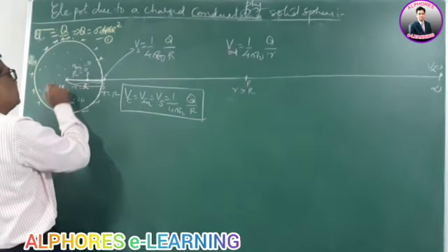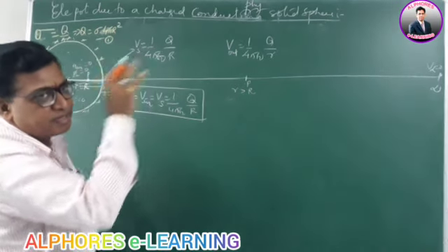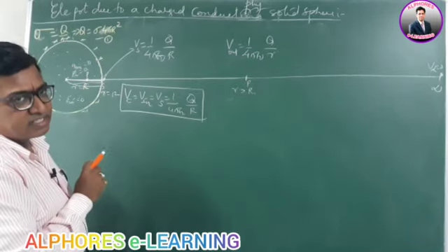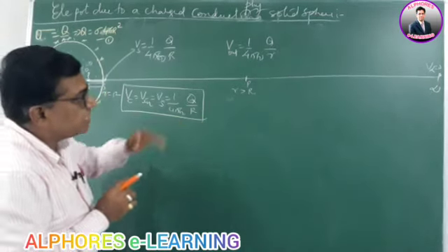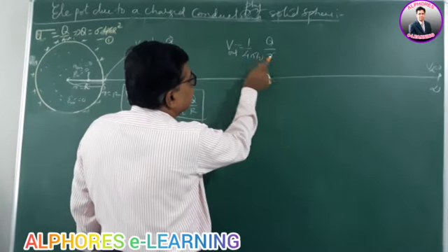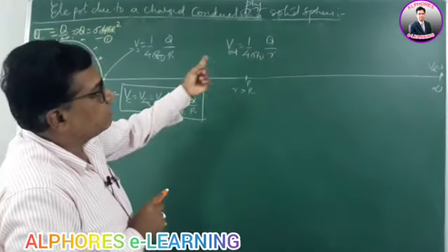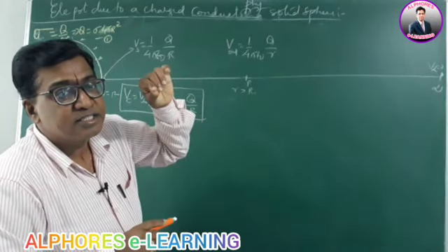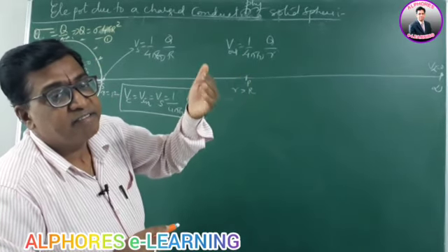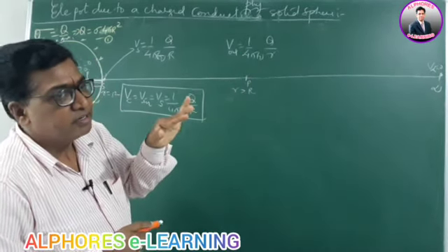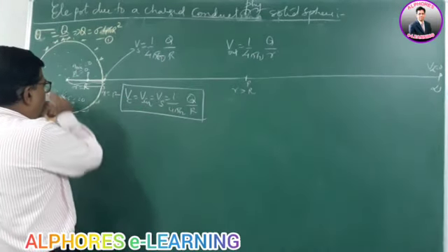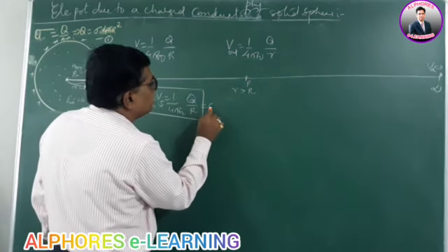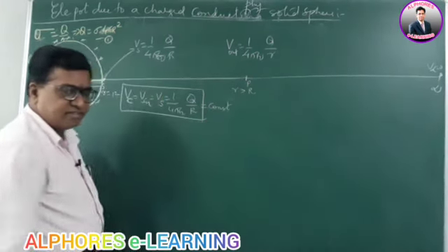So at all these points the potential for a solid conducting sphere is the same. From here to here, at any point, the potential is a constant. It does not change. But at an outside point, the potential varies inversely with the distance. V is inversely proportional to the distance. The graph will be a rectangular hyperbola for the outside region. But at any inside point, the center or inside, the potential is a constant. It does not change. This is the variation.